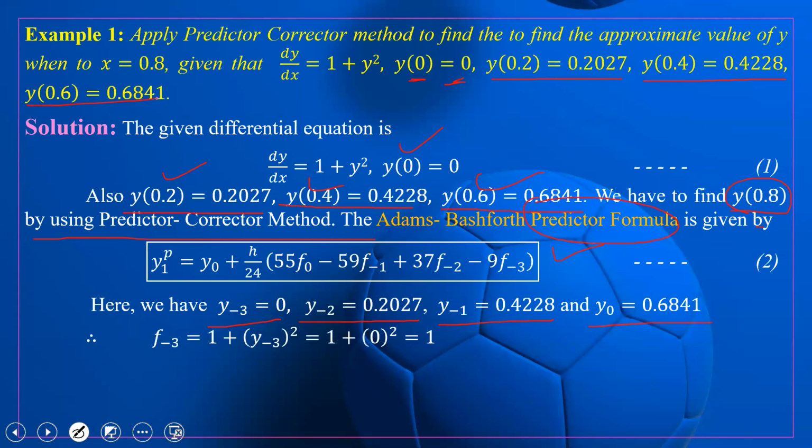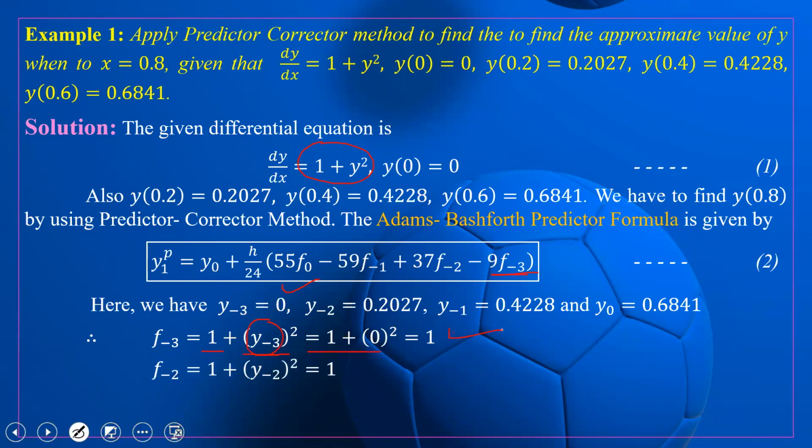So how to calculate what is f of -3? Because if you want to find out the value of y1p, we should know what is y0, what is h, f0, f minus 1, f minus 2, and f minus 3. So how to calculate f minus 3? f is given as 1 plus y square. So f minus 3 is 1 plus y minus 3 whole square. What is y minus 3? y minus 3 is equal to 0. So this is 1 plus 0 whole square equal to 1.